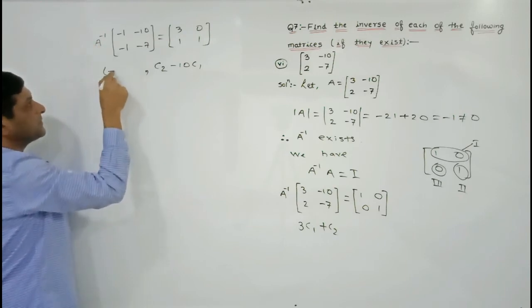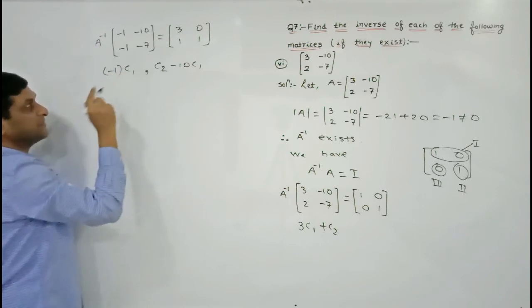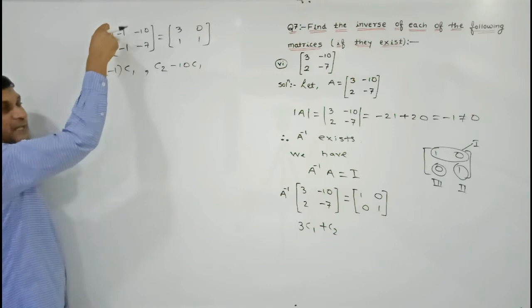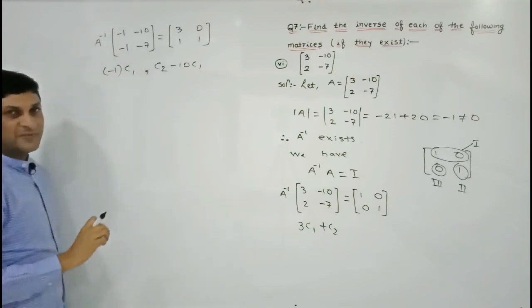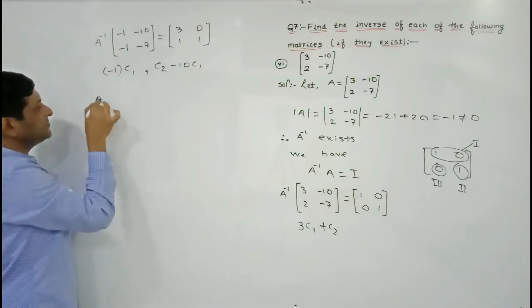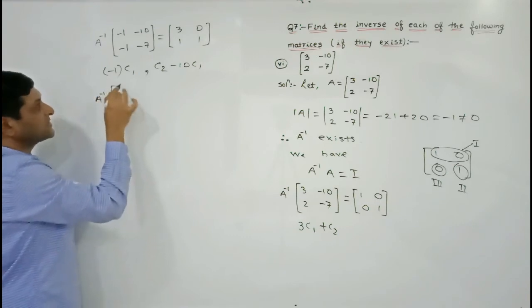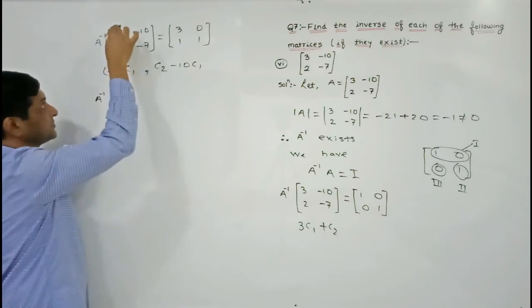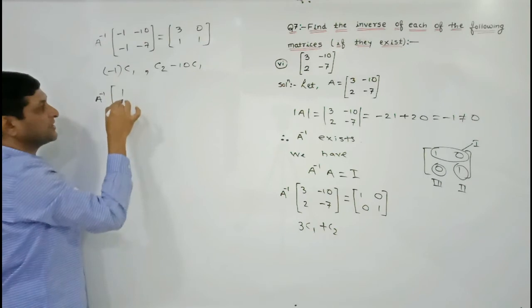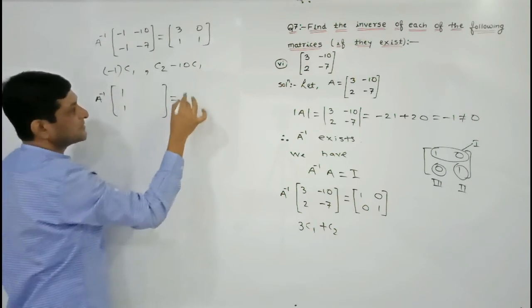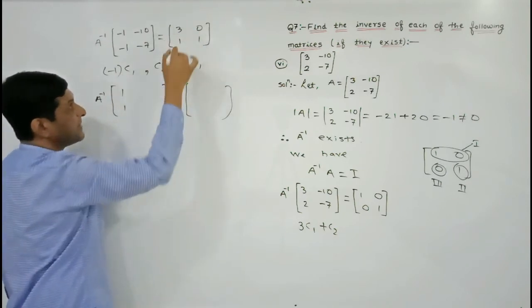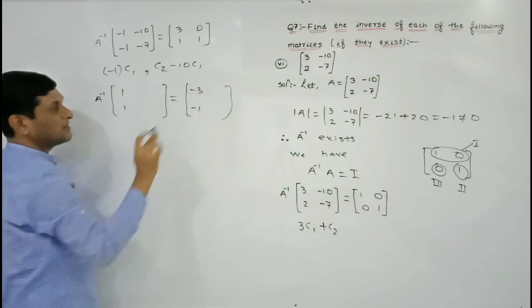Parallelly, we are multiplying by minus 1 to what? C1. So this element will become what? Plus 1. So our first step will get complete. So A inverse will be equal to, so first let us perform the operation on C1. So here if you are multiplying by minus, here we will get plus 1, and on this side also if you are multiplying C1 by minus, here we will get minus 3, here we will get minus 1.